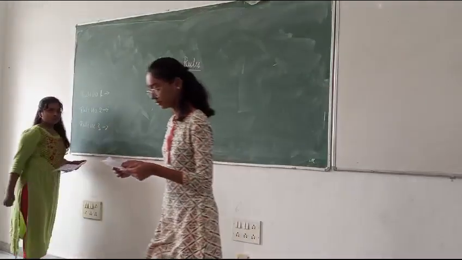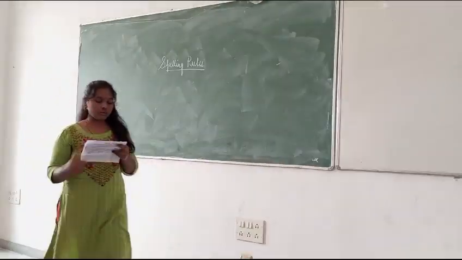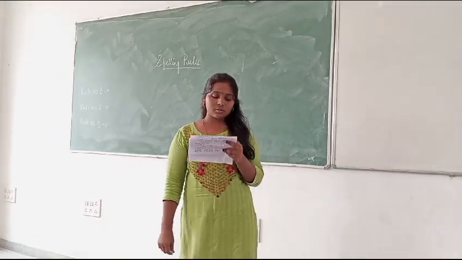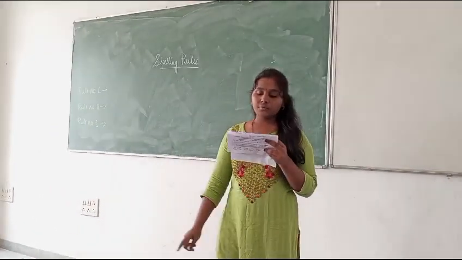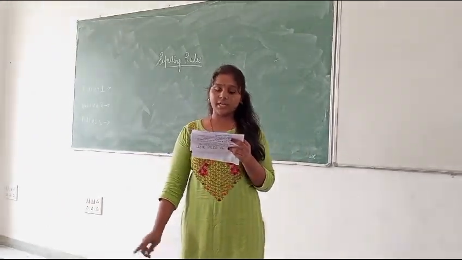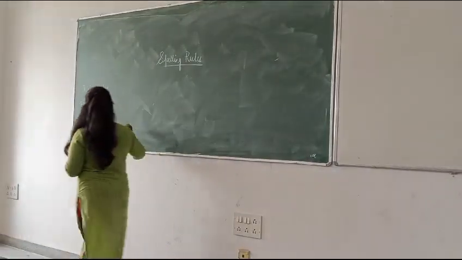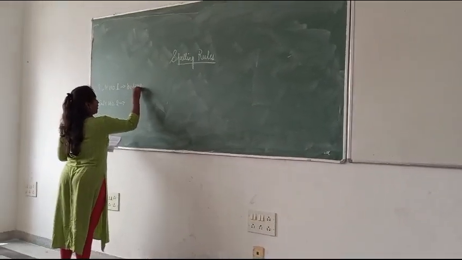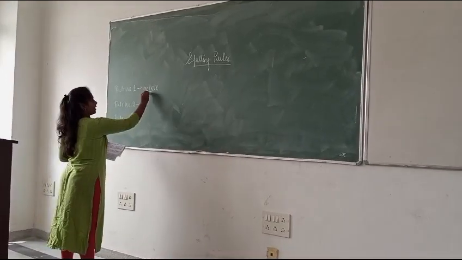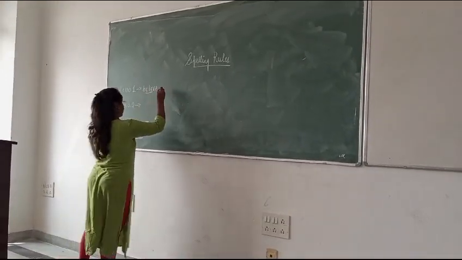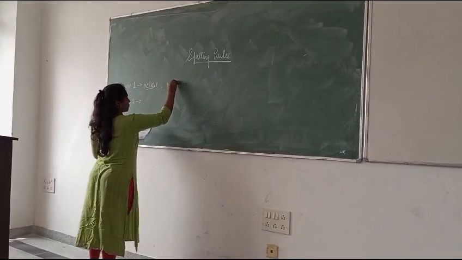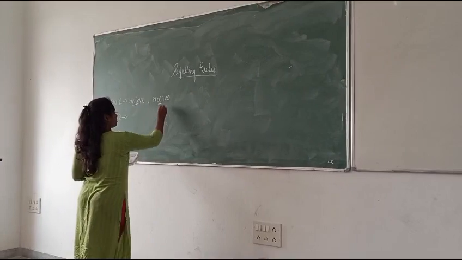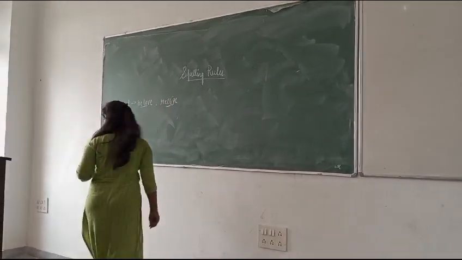Rule number 1. In this rule, for the words which have the sound E, after C we will use EI instead of IE. For example, believe. In this word, C is not there, so we will use IE. Another example, receive. In this word, C is present, so we will use EI.